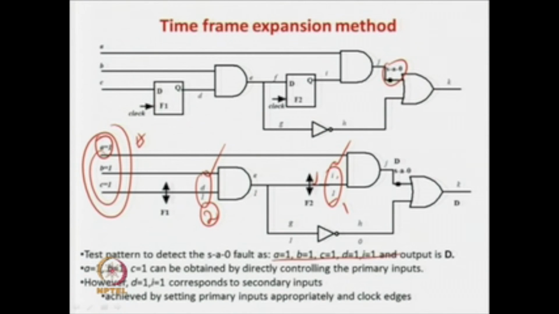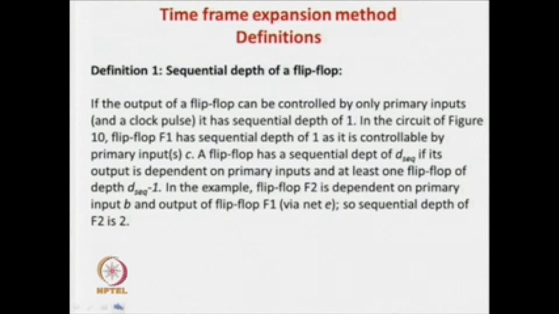So, this one is your input pattern. A1 can be applied directly, but D equal to 1 and I equal to 1, I have to do by some other mechanism. So, that is very much required, and we will see how to do that by the time frame expansion method. Okay, now, just two very simple definitions.